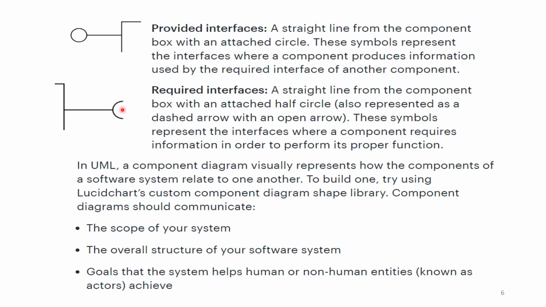So the main purpose of using the component diagram is that it gives the scope of your system, and we can see the overall structure of the software system, how it looks, and what the main goal of the system is, to help human and non-human entities, which we call actors. The discussion on actors we have already done in the use case diagram.